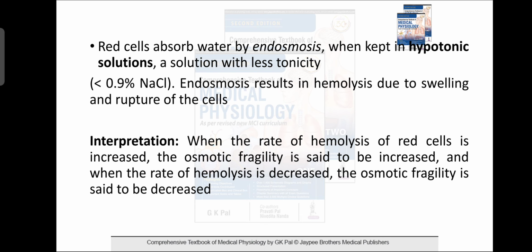As for the interpretation, when the rate of hemolysis of the RBC is increased, the osmotic fragility increases, and when the rate of hemolysis is decreased, the osmotic fragility decreases. So when osmotic fragility of RBC increases, the rate of hemolysis increases. When the rate of hemolysis decreases, osmotic fragility decreases.